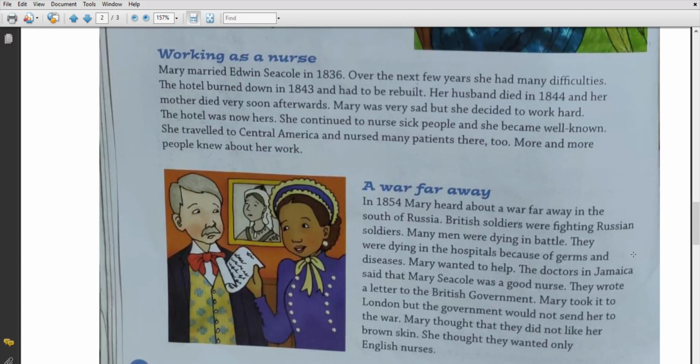So, I'd like you to answer, where did she travel and nurse patients? Yeah, she traveled to Central America. Okay. What did the doctors in Jamaica say about her? They said that she was a good nurse.